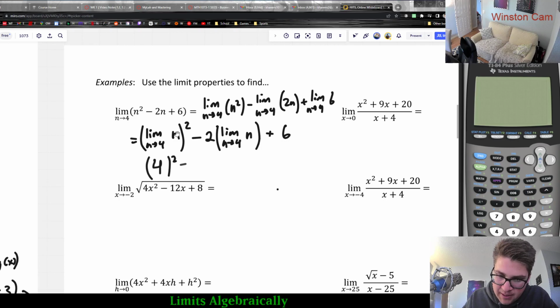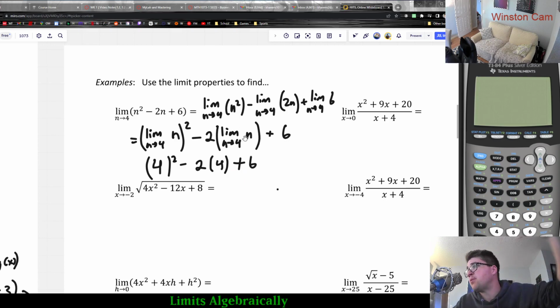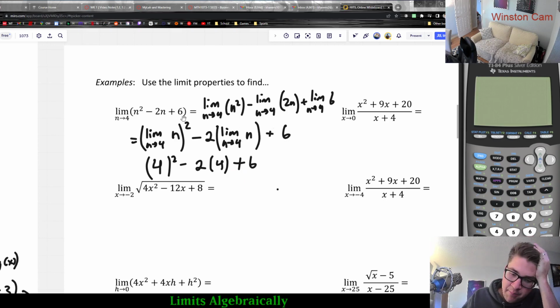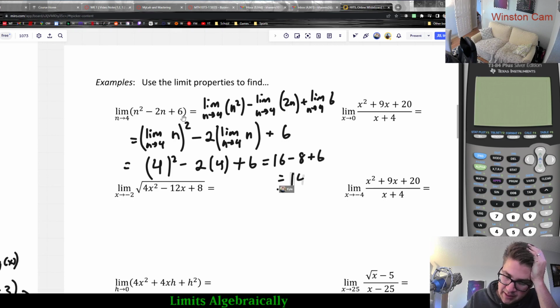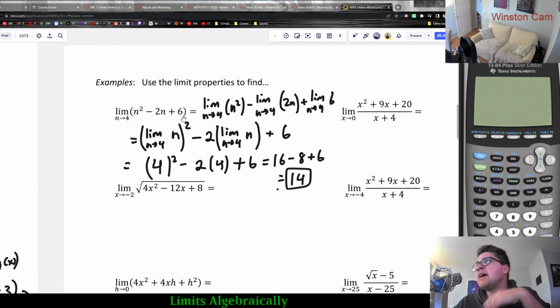4 squared minus 2 times 4 plus 6. And this is the same exact limit, right? I'm allowed to plug in the 4. What I end up with is 4 squared, 16, minus 8, plus 6, which is of course going to be 14, the value of my limit. And you can go ahead and check that with your calculator. You can graph it, whatever. You can always verify in a number of ways as you're practicing solving limits this way.